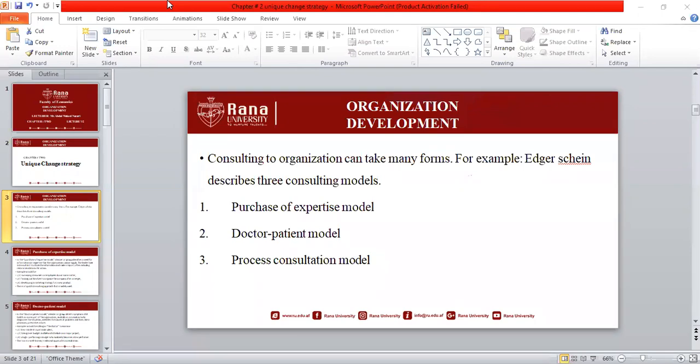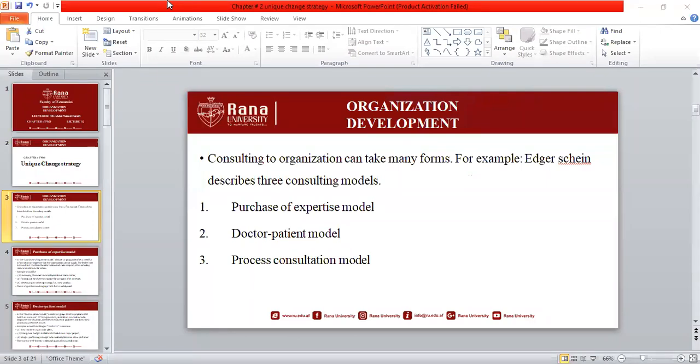Hello, sir. We couldn't hear you. Sir, we couldn't hear you. Your voice is very low. Okay, now you can hear me. Yes, sir. We can hear you. Now it's audible or not? Yes, it's audible. Okay, now, fine.